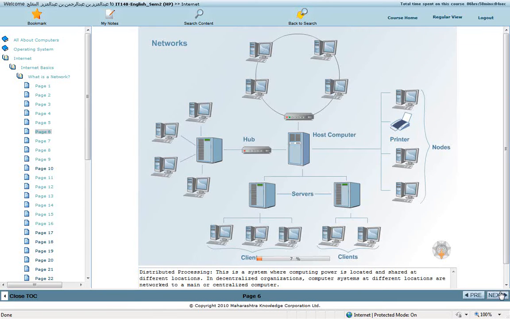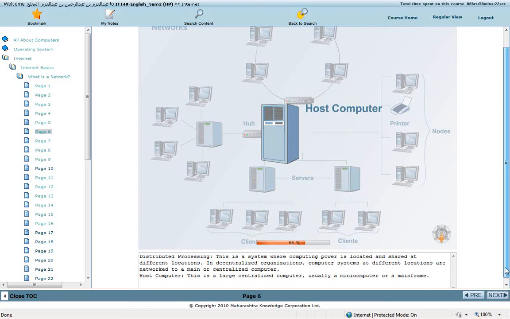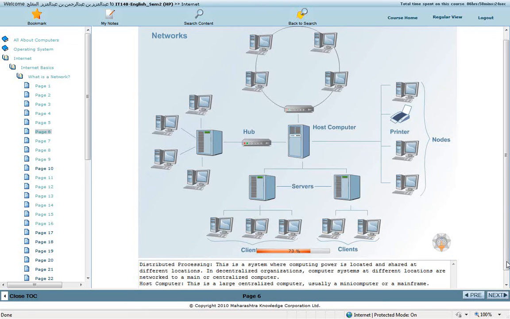Distributed processing. This is a system where computing power is located and shared at different locations. In decentralized organizations, computer systems at different locations are networked to a main or centralized computer. Host computer. This is a large centralized computer, usually a mini computer or a mainframe.